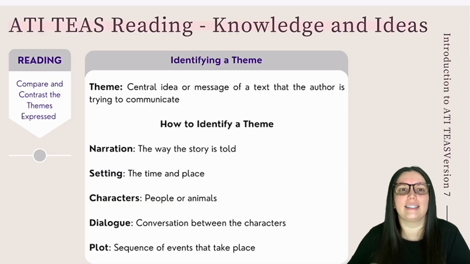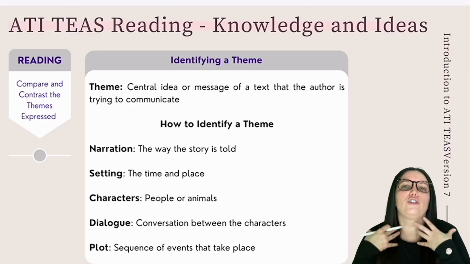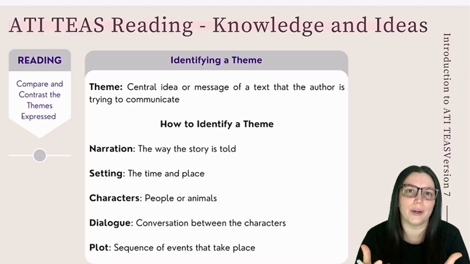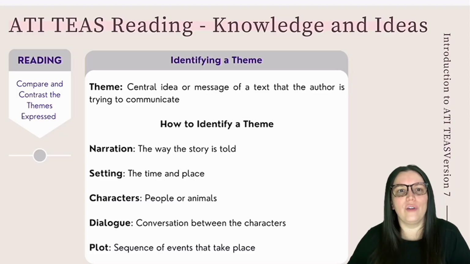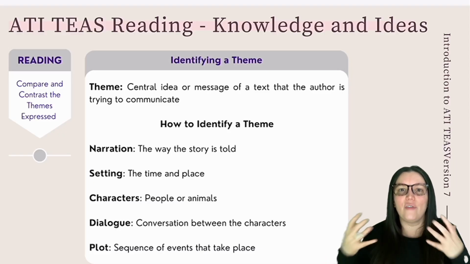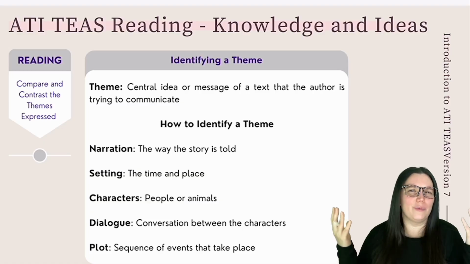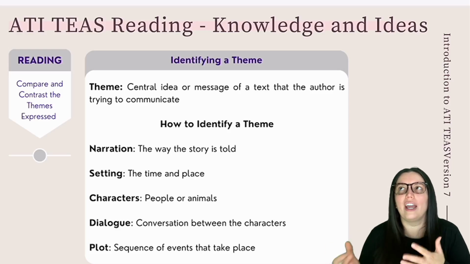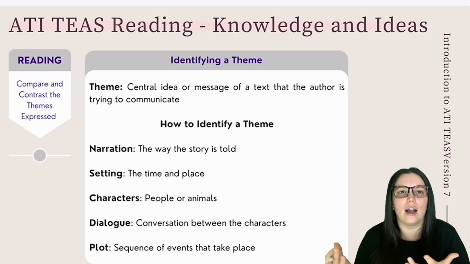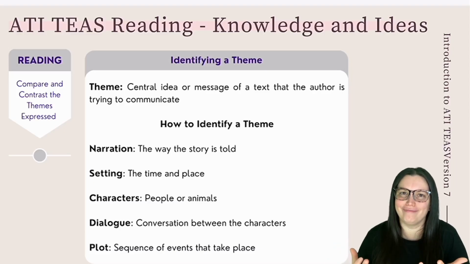Well, the theme of a text is the centralized idea or message of the text that the author is trying to communicate to the reader. It's either going to be stated or it's going to be implied. So to identify the theme of a text, you'll need to look at the evidence in the text and determine what is it really trying to say to me. So for example, let's say you're reading a text about a character who is trying to decide whether or not they want to go to college.